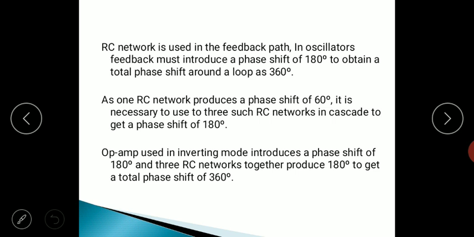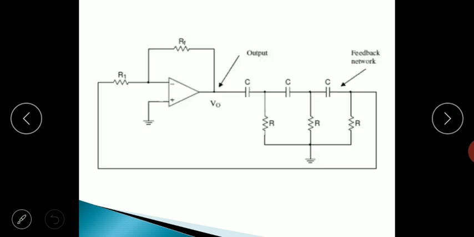And then the op amp we are going to use here. As I said, you can use either an op amp or a transistor or FET. But when you use an op amp in inverting mode, you know that we get a phase difference of 180 degree. For an inverting op amp, the gain is given by minus RF by R1. So the total phase shift here will become 180 plus 180, that is 360 degree, which is an essential condition to get the oscillations. So this is the circuit diagram, a general circuit diagram of an RC phase shift oscillator.